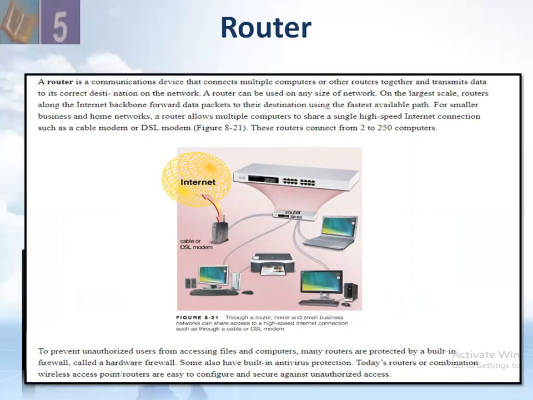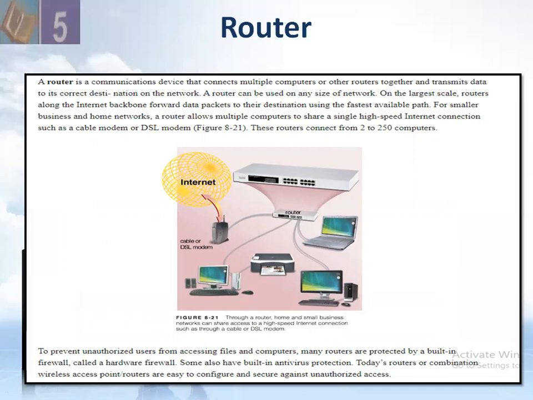On the largest scale, routers along the internet backbone forward data packets to their destination using the fastest available path. For smaller business and home networks, a router allows multiple computers to share a single high-speed internet connection, such as a cable modem or a DSL modem. The routers connect from 2 to 50 computers.